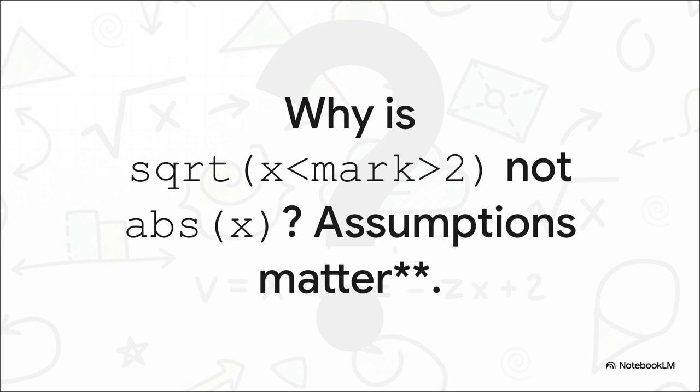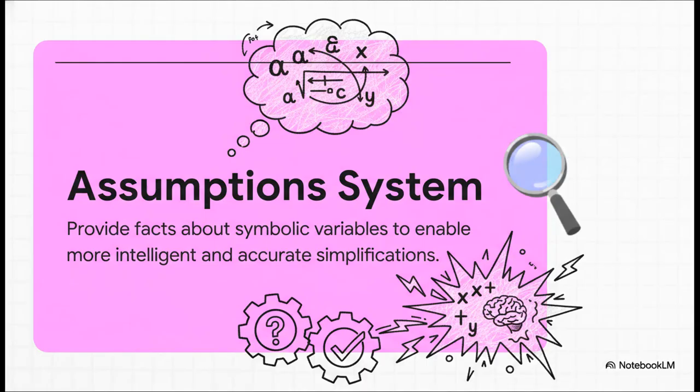It doesn't know if x is a real number. What if it's a complex number? In that case, the rule doesn't work. And the solution is the assumptions system. This is where you get to give SymPy that missing context. You can tell it facts about your symbols, and when you do that, you allow its simplification engine to use rules that would otherwise be unsafe. You basically unlock more intelligent, more accurate results.